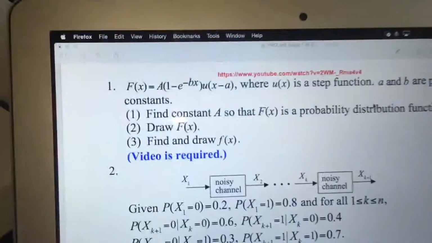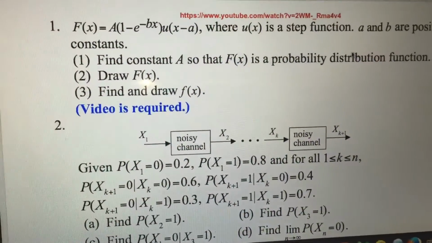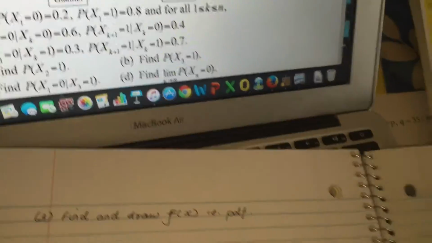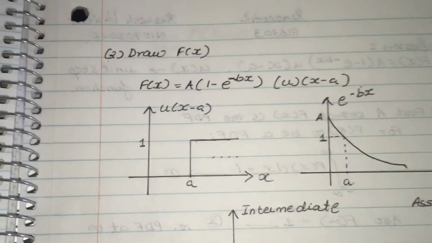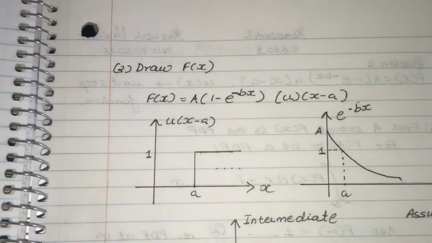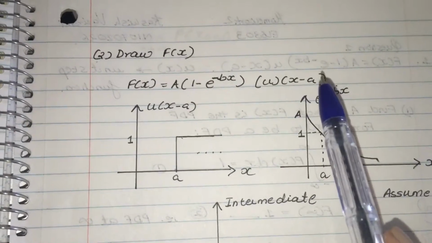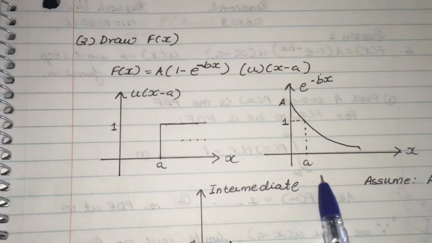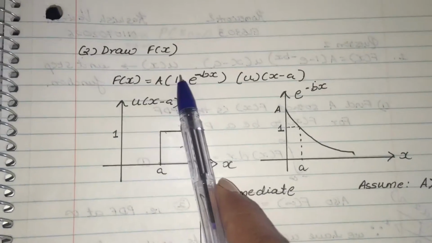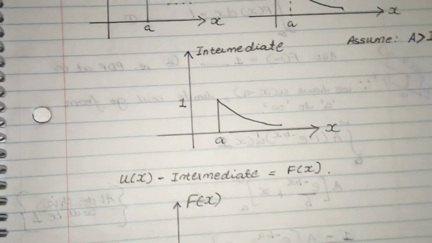Moving on to the second part, which is draw f of x. Let's see. So draw f of x, that is draw the PDF. Now we know f of x is equal to a(1 minus e raised to minus bx) u of x minus a. This is how u of x minus a looks. This is how e raised to minus bx will look. 1 can be considered as a unit step function.